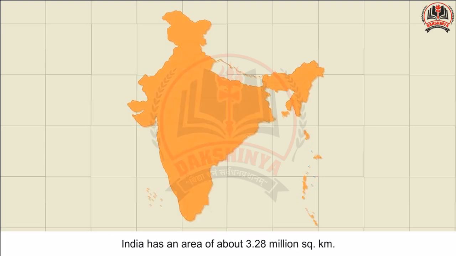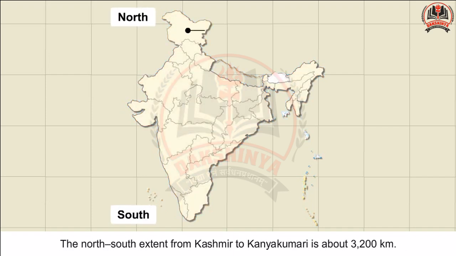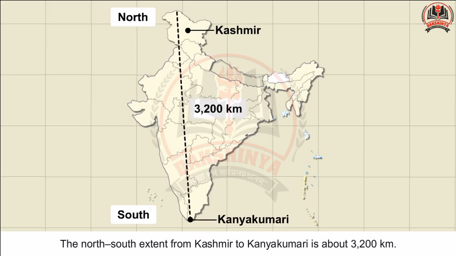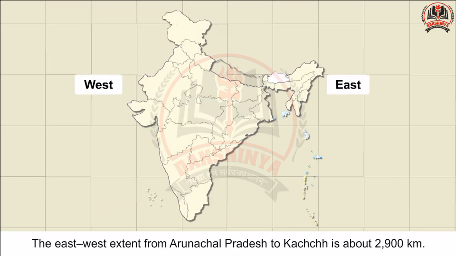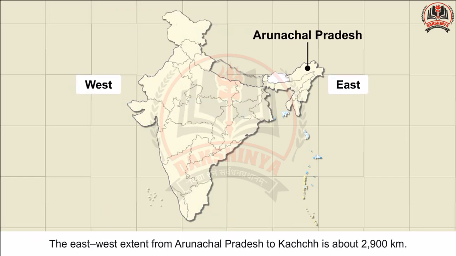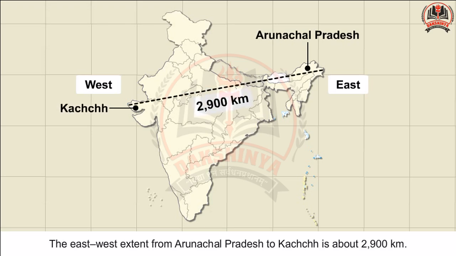India has an area of about 3.28 million square kilometre. The north-south extent from Kashmir to Kanyakumari is about 3,200 km. The east-west extent from Arunachal Pradesh to Kutch is about 2,900 km.